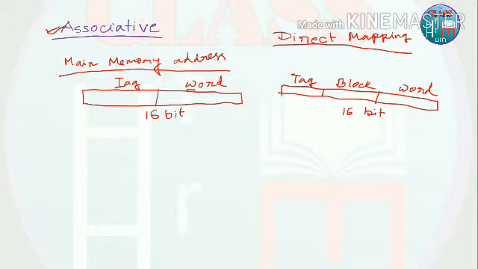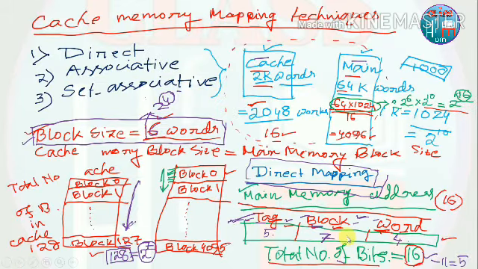Now what will be the size? In the previous case, it was a 5 bits tag, 7 bits block, and 4 bits word. Clear? Here also the word size will be 4 bits, because if you go to the previous slide, you can see that the block size remains the same here also. If we do the associative mapping, the block size is also 16.